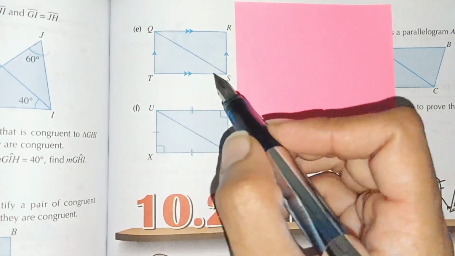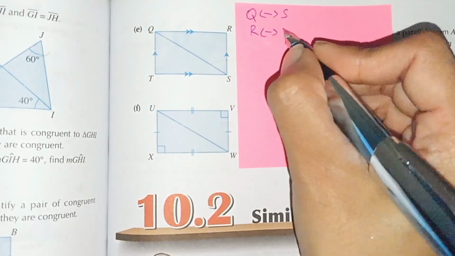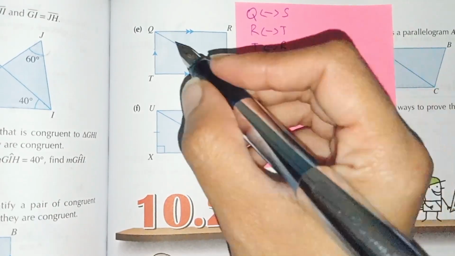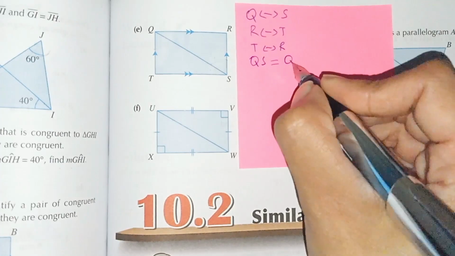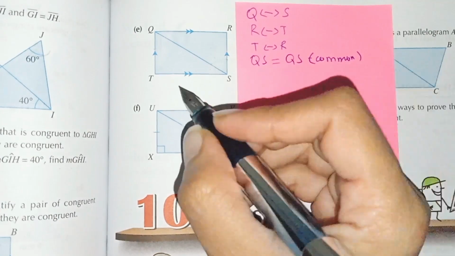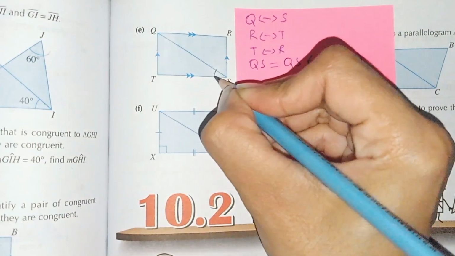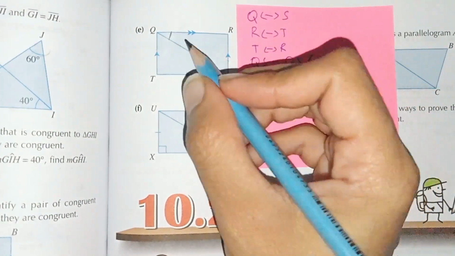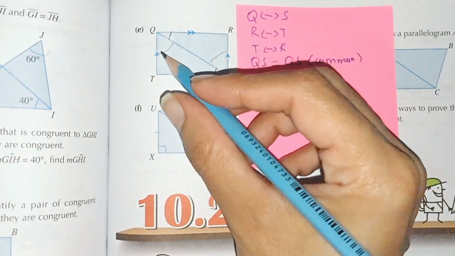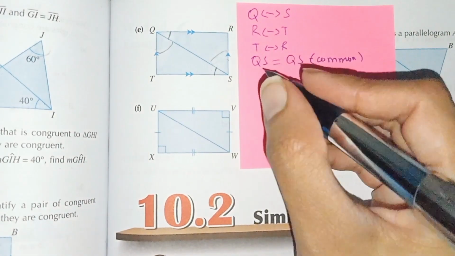So in part number E, you can observe Q is equivalent to S and R is equivalent to T, and T is equivalent to R. And so we can see that QS is equal to QS. These are common in both triangles. And you can see that that angle is equal to that angle. These are the alternate angles, and this angle is equal to this angle, and this angle is equal to this angle.